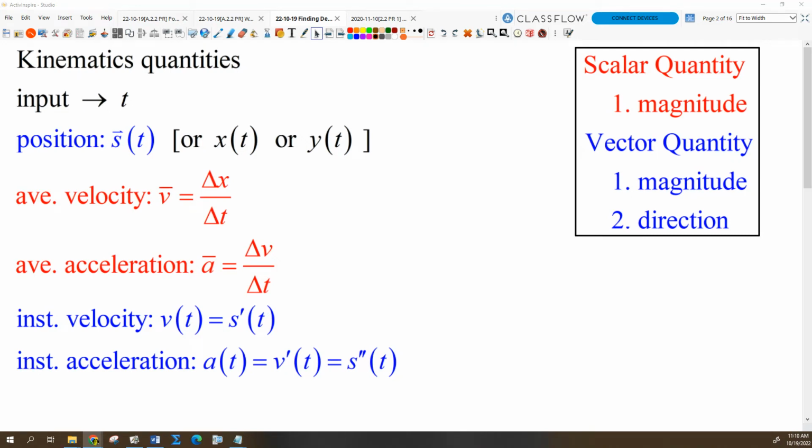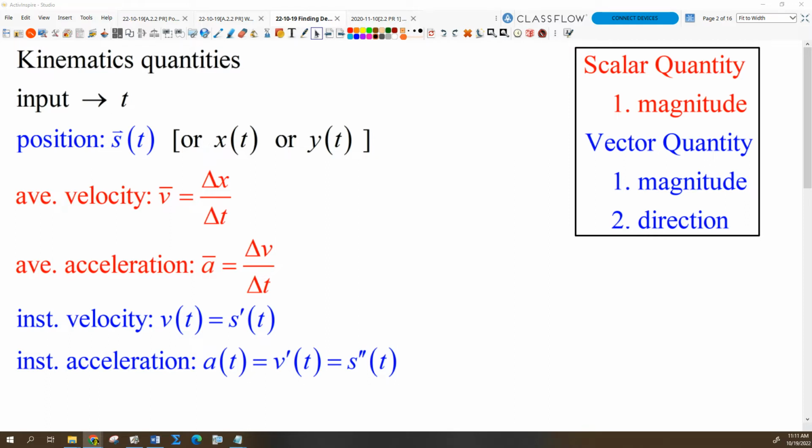All right, so we're going to play. This is kind of fun. We're going to play that same game we were playing yesterday at the end. So all you have to remember here is the kinematic relationships, right? So position is s, velocity is the derivative of position, and acceleration is the derivative of velocity.